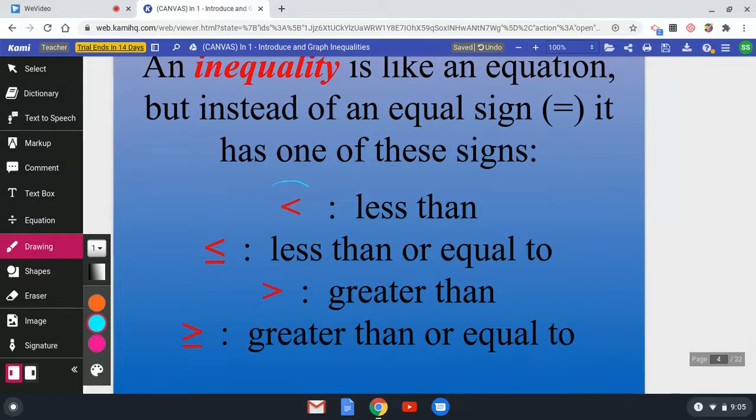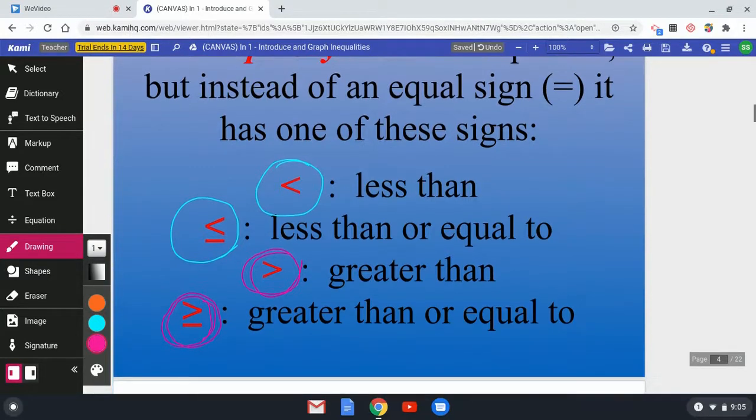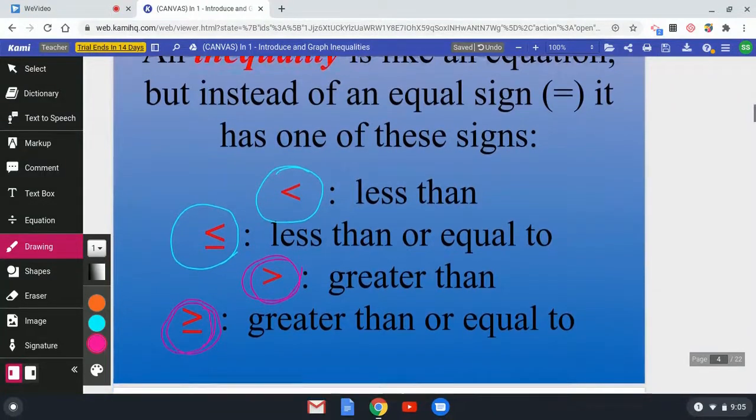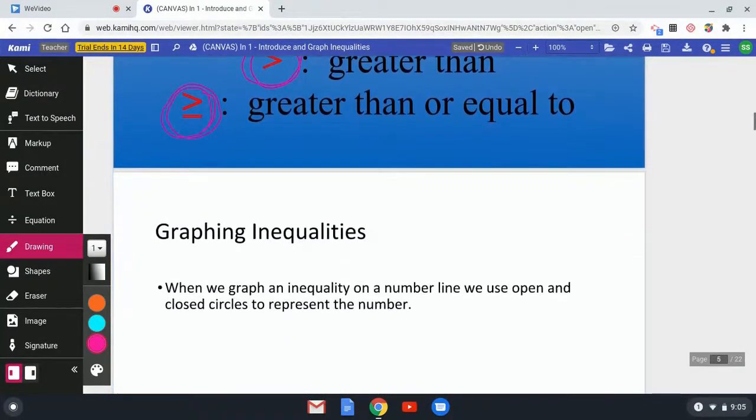So if we see this symbol, it means less than. And then if we see that same symbol with a little line underneath it, that little line is part of an equal sign. So we have less than or equal to. Then we have this symbol right here, and that means greater than. Then you put a little piece of an equal sign under it, and we have greater than or equal to. So we're going to get lots of practice reading these symbols, these signs, and seeing what they mean.